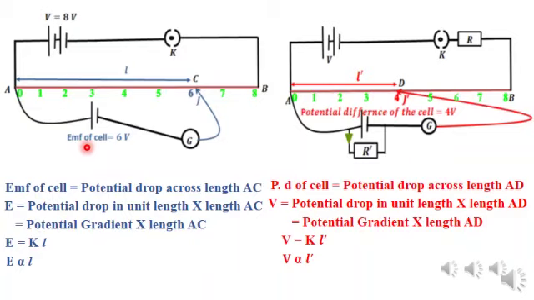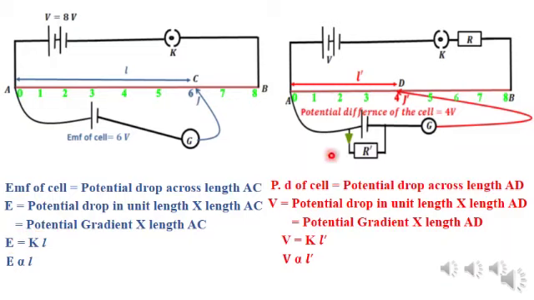When the galvanometer shows null deflection, the EMF of the cell equals the potential drop across the length AC of the potentiometer wire, which equals the potential drop in unit length times length AC. Since the potential drop in unit length is the potential gradient, E equals potential gradient times the length AC. Since the symbol of potential gradient is K and length AC is L, E equals K times L. Since K is a proportionality constant, E is proportional to L.